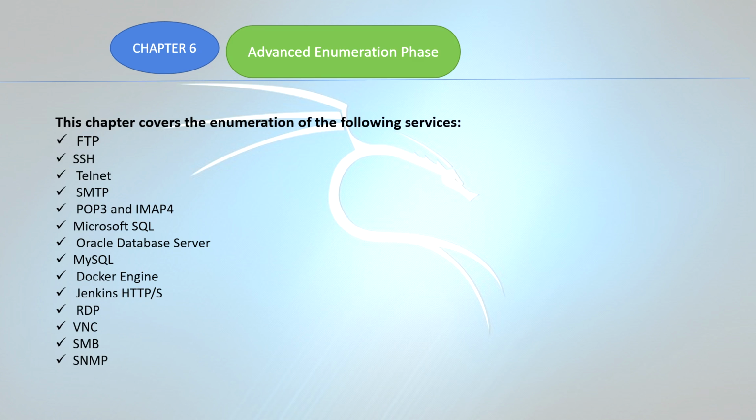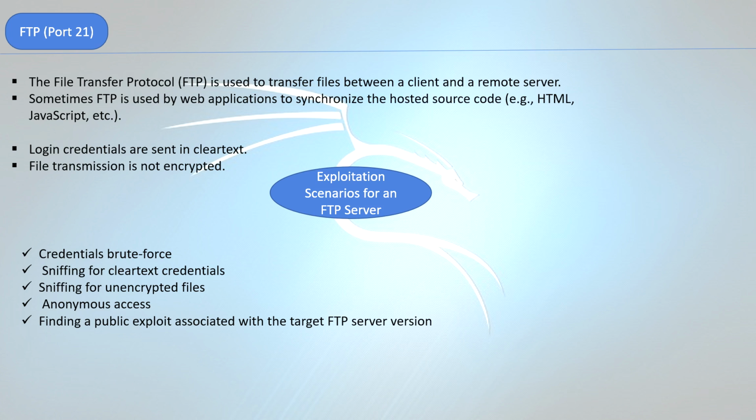Step 6 is advanced brute force: FTP, SSH, Telnet, POP3, Microsoft SQL, Oracle Database Server, MySQL. First, FTP. The FTP file transfer protocol is used to transfer files between remote machines. The login credentials are sent as clear text, and the termination is not requested.